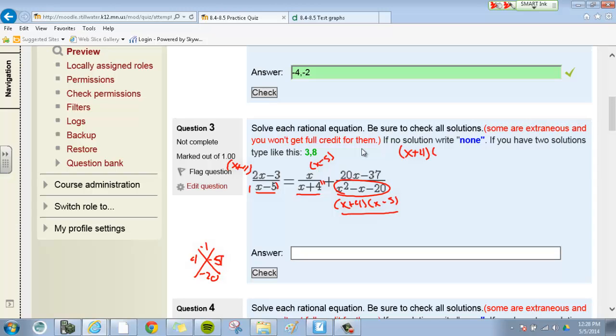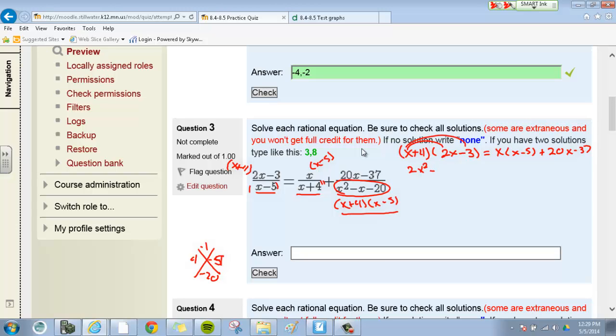We have x plus 4 times 2x minus 3, and this is equal to x times x minus 5 plus 20x minus 37. Now, because of this plus, I didn't have to put parentheses around that, but if it's a subtraction, you definitely would. Okay, now let's try to simplify some things.